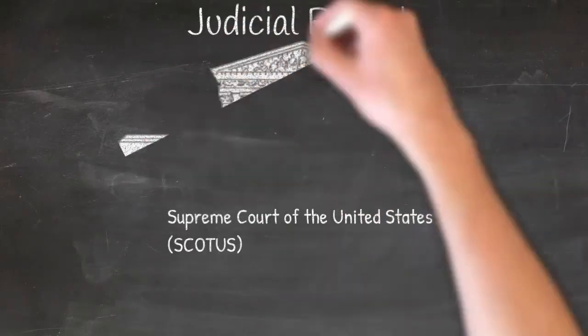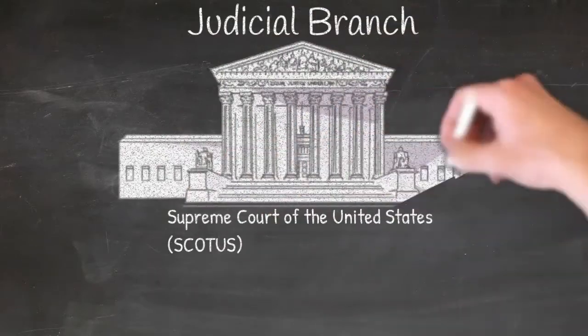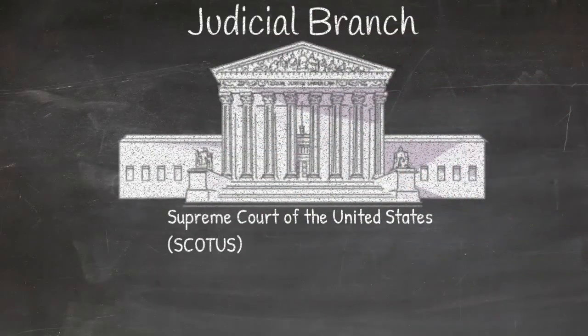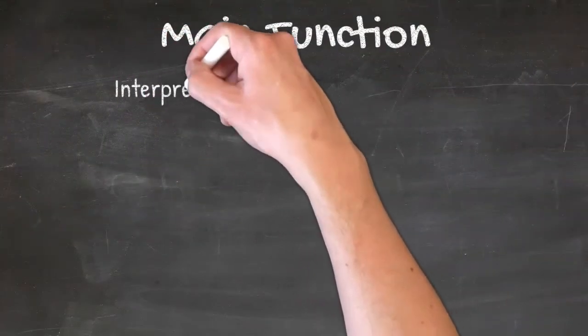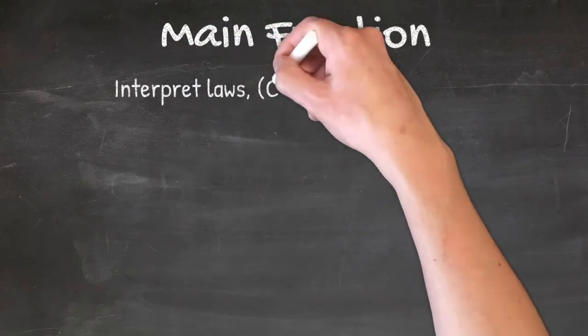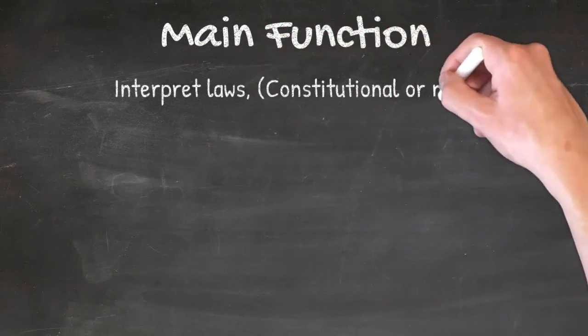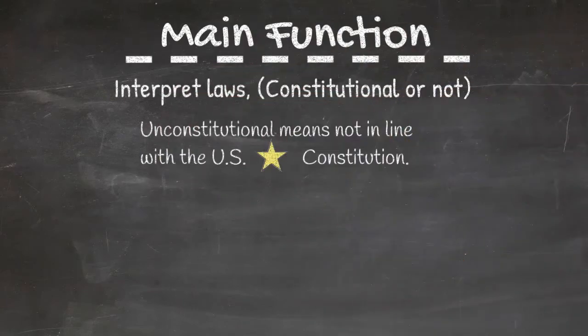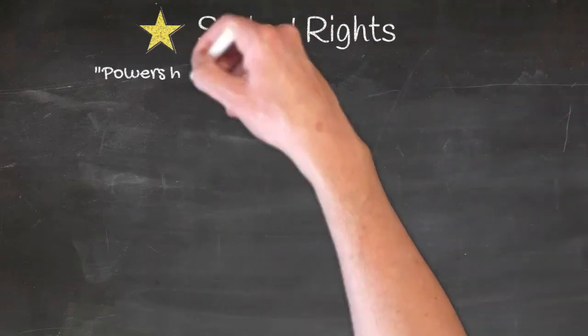The judicial branch is the branch of our government that includes the Supreme Court of the United States and all of the lower courts. The main function of the judicial branch is to interpret laws, whether they are constitutional or not. Another power of the Supreme Court is that they can declare laws made in Congress unconstitutional, or not in line with the U.S. Constitution, as a part of checks and balances. The judicial branch also includes criminal and civil courts in the U.S.